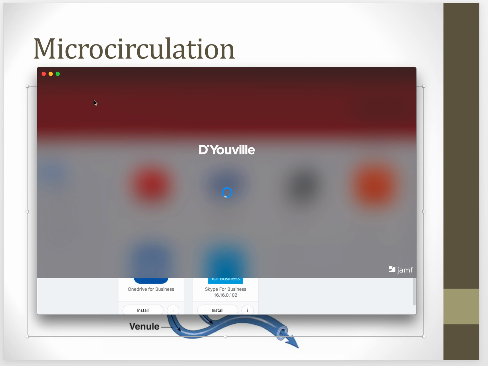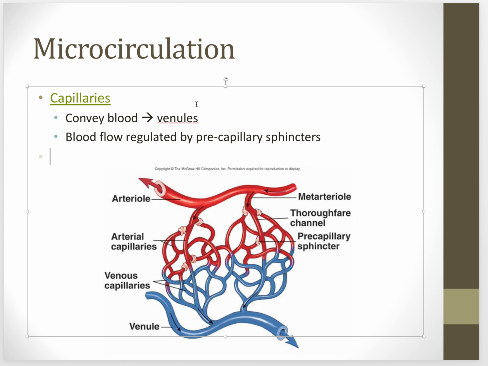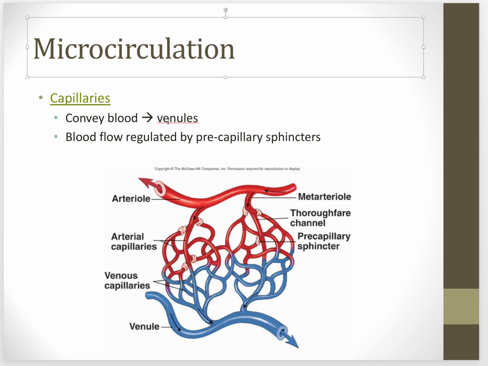So capillaries are very small. They are going to convey blood to venules, because remember, veins drain tissues. So here we have an arteriole, which literally means small artery. So the smallest part of the artery, highly oxygenated blood coming from the heart. And arterioles are connected to venules, which will drain the used blood, the deoxygenated blood, and bring it back up to the heart and lungs to be reoxygenated.